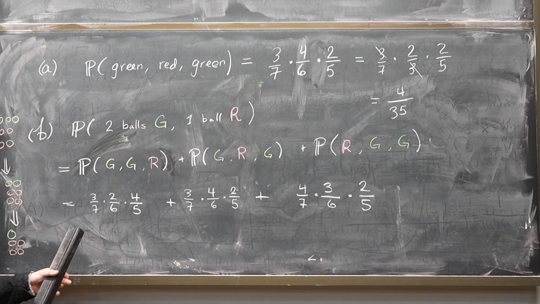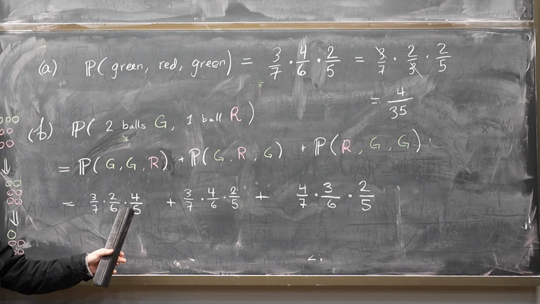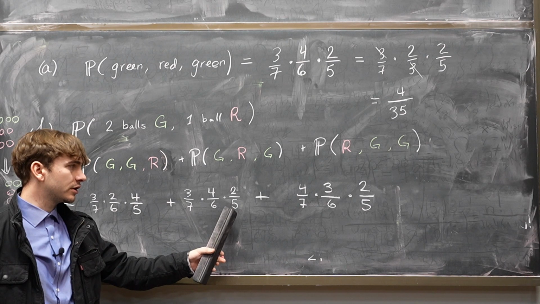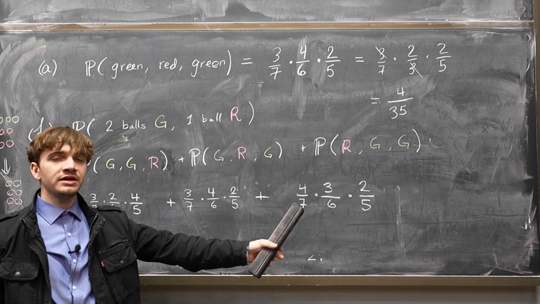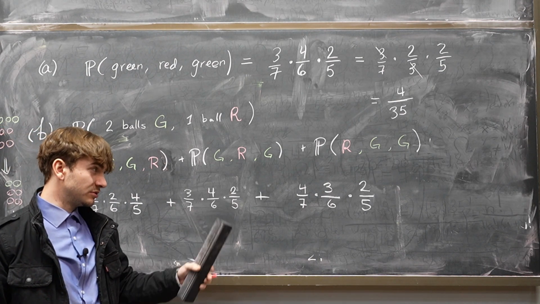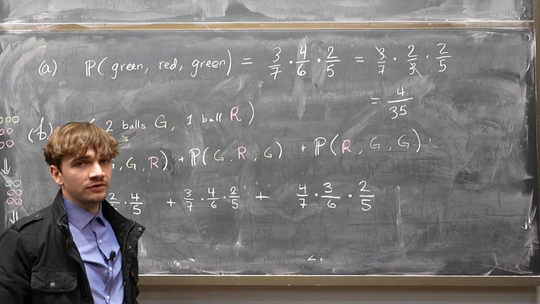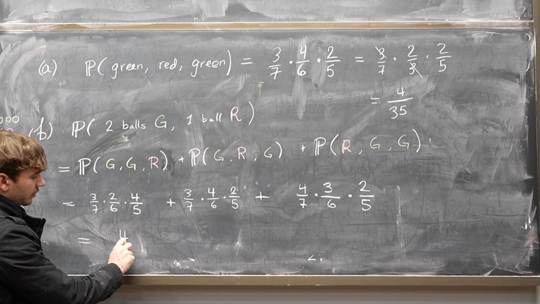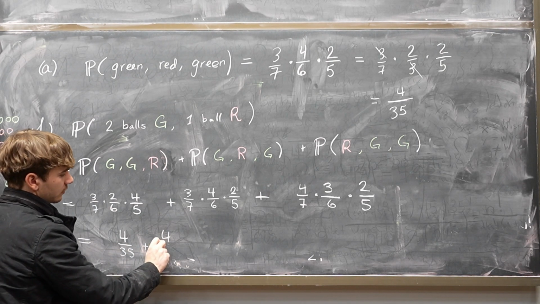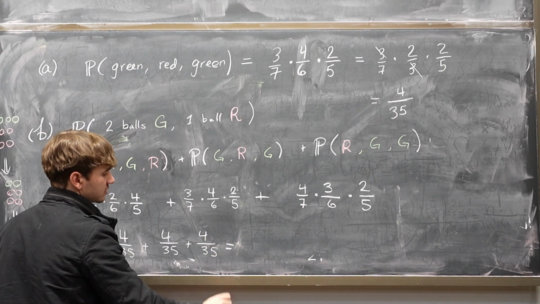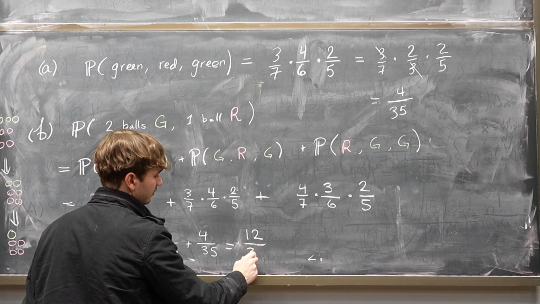Okay, so notice that the numerators are all in different order, but when I multiply the fractions together, these 3 numbers are identical, right? I just have a 3 times 2 times 4, a 3 times 4 times 2, and a 4 times 3 times 2. All of those are the same number. So all of these are actually 4/35. And so I get 4/35 plus 4/35 plus 4/35, which is going to be 12/35.